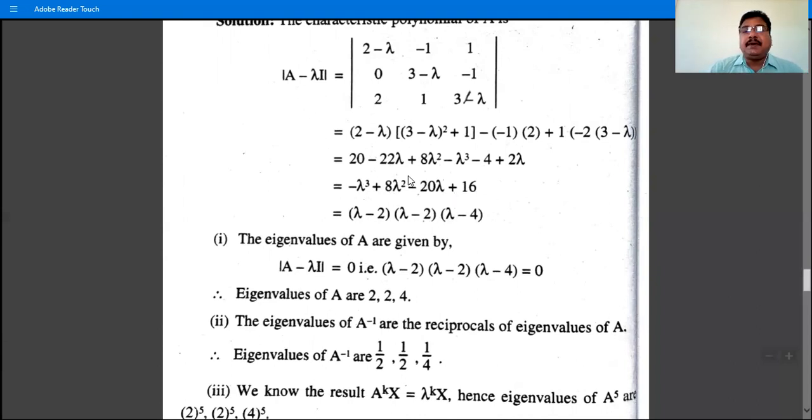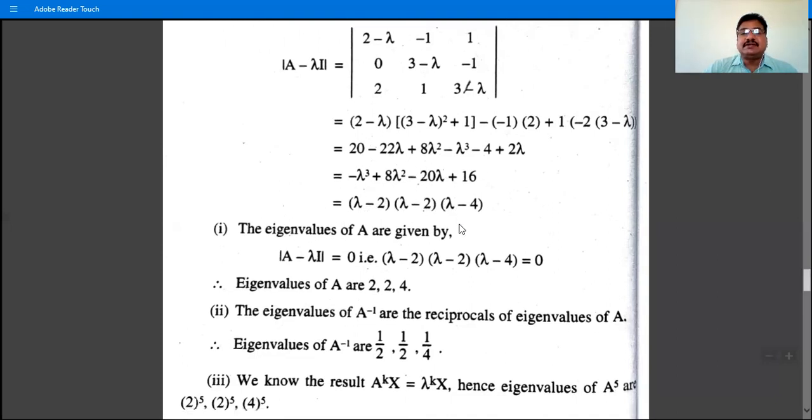If you find, instead of A minus lambda I, the determinant of lambda I minus A, then we have the answer lambda cube minus 8 lambda square plus 20 lambda minus 16. So factorize that. Lambda minus 2, lambda minus 2, lambda minus 4 is the factorization. Factorize this polynomial by using synthetic division.